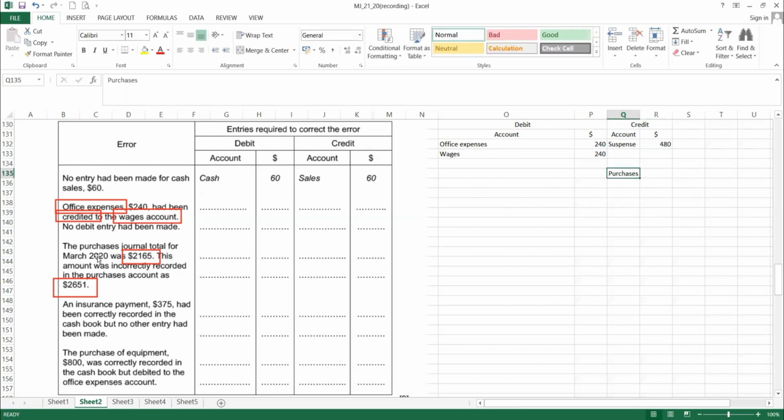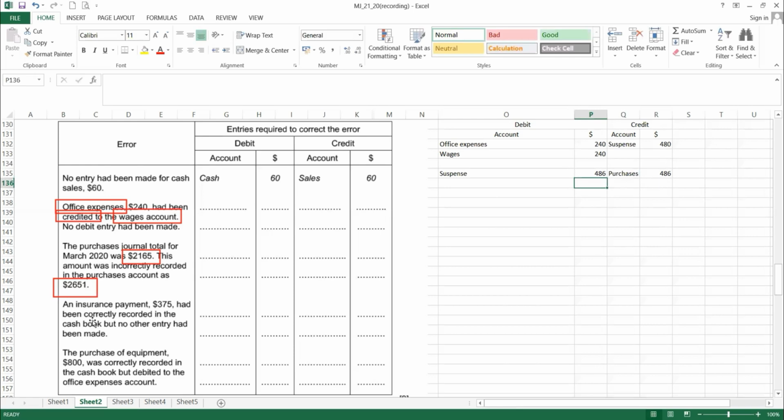Okay. So purchases account overstated, we have to credit it. So we take 2651 minus 2565. So 486. Same thing, this is a one side error because the other side didn't mention anything. So this one side must use suspense account to do the correction.